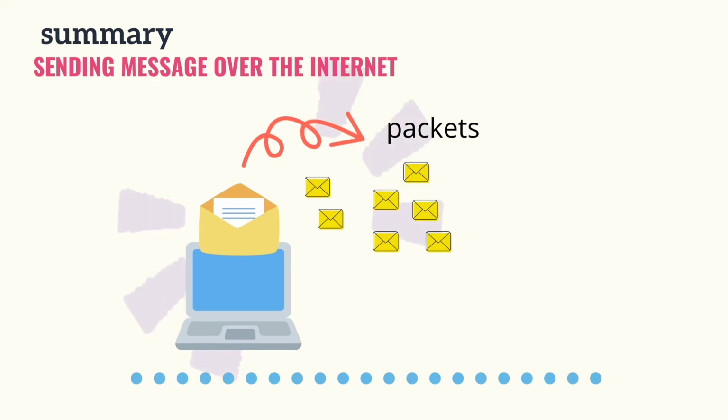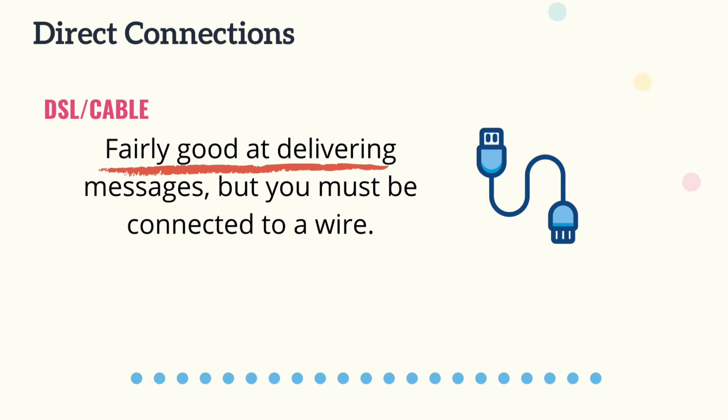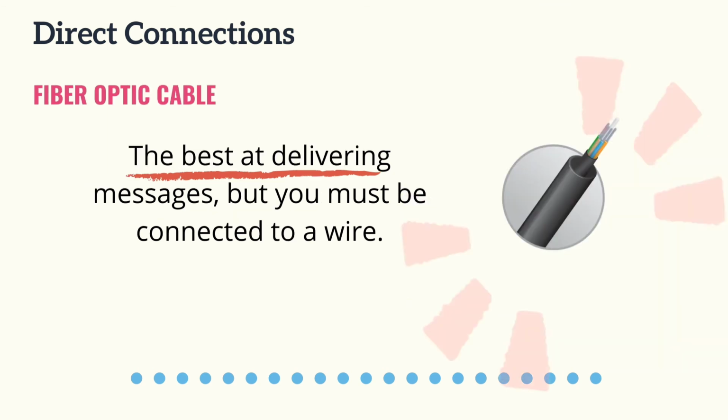To sum up, every message we send through the internet gets chopped up, and that is what we call packets. Those packets are headed to a server, and the DNS will translate the URL into an IP address. You can connect to the internet using a DSL cable. It's fairly good at delivering messages, but you must be connected to a wire. A fiber optic cable is the best at delivering messages, but you must be connected to a wire.